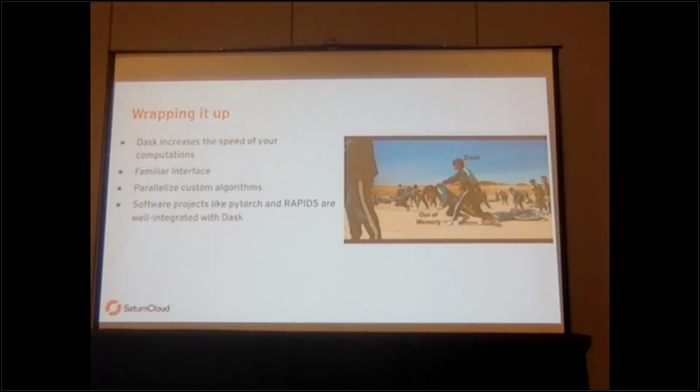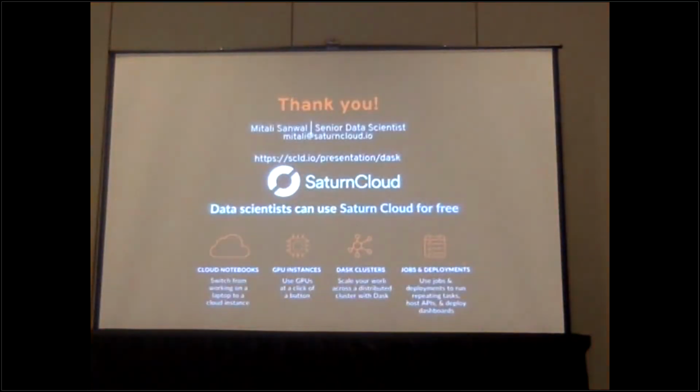Okay, so wrapping up, what all did we learn today? Dask can scale up our machine learning and data science workflows. It has a very familiar interface. The high-level interfaces are just like scalable versions of NumPy or Pandas. If you have a custom algorithm and you don't want to change it to a high-level interface, you can just use something like a Dask decorator. And because Dask is written in Python, it can integrate very nicely with software projects like PyTorch or Rapids. So that is all from my side.